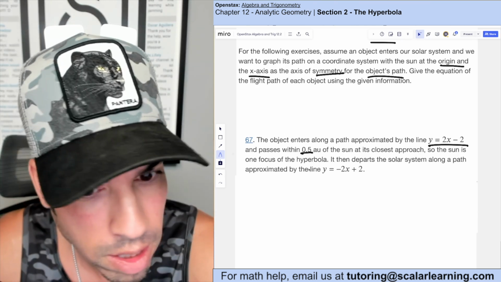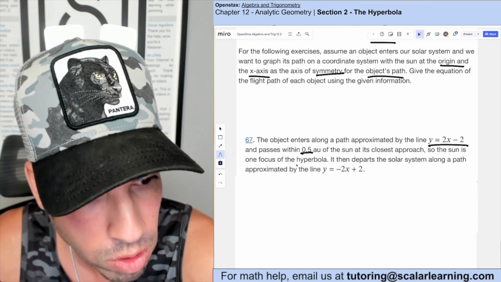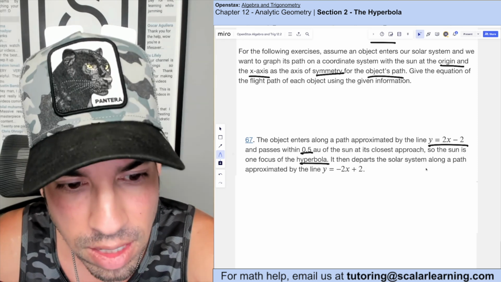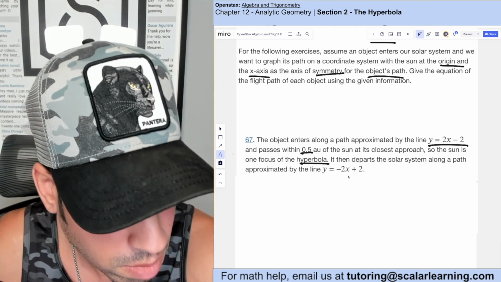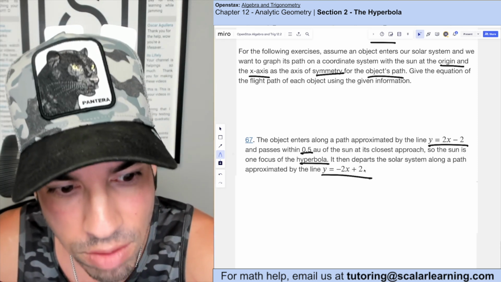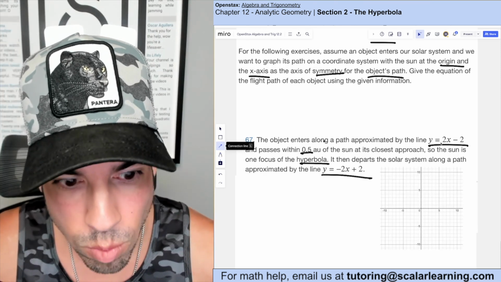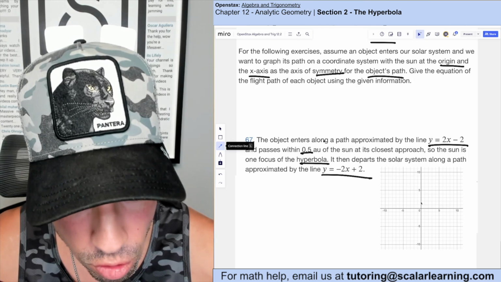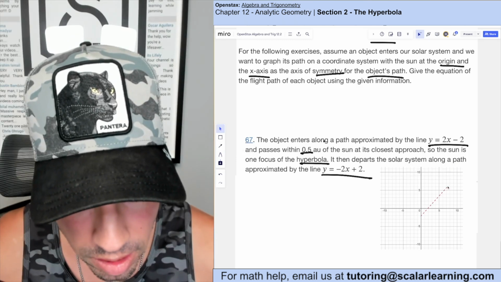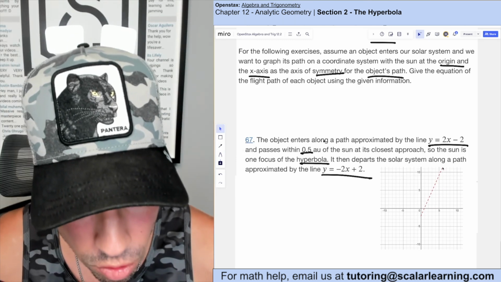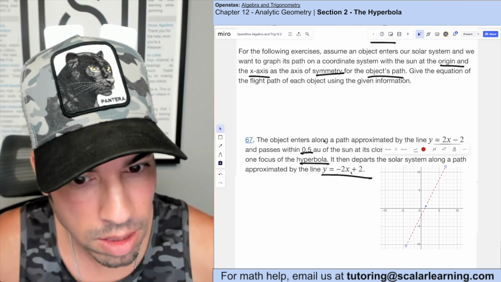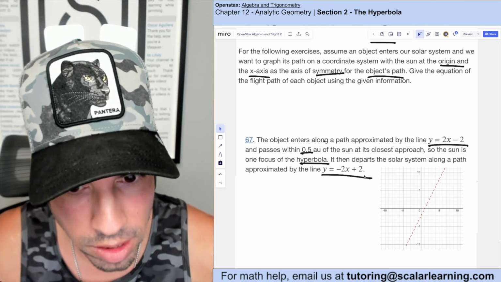So the sun is one focus of the hyperbola. It then departs the solar system along a path approximated by the line y equals negative 2x plus 2. So just to get a rough idea, I'm going to first plot these lines. y equals 2x minus 2. So that has a y-intercept of negative 2 and a slope of positive 2. So it looks something like this, and then let's graph the other one, negative 2x plus 2.